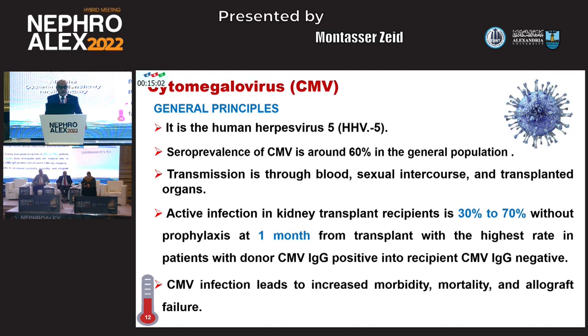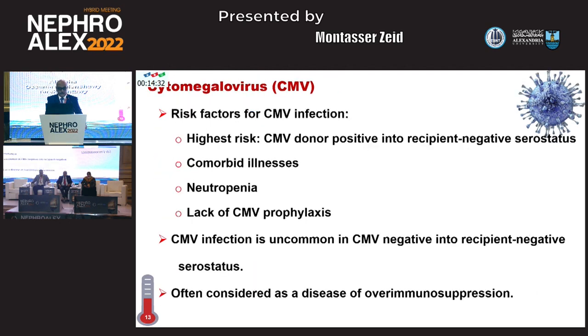post-renal transplantation. Cytomegalovirus is human herpes virus 5. Seroprevalence of CMV is around 60% in the general population. Transmission is through blood, sexual intercourse, and transplanted organs. Active infection in kidney transplant recipients is 30 to 70% without prophylaxis at 1 month from transplant, with the highest rate in patients with donor CMV IgG positive into recipient negative. CMV infection leads to increased morbidity, mortality, and allograft failure.